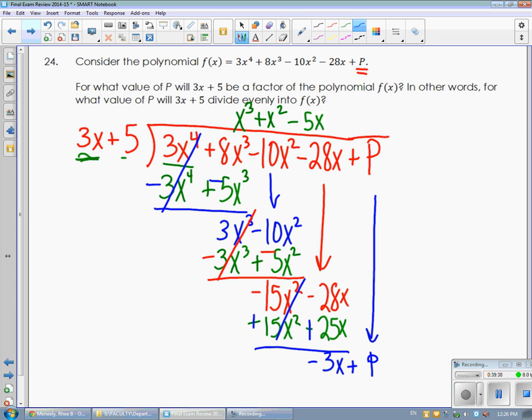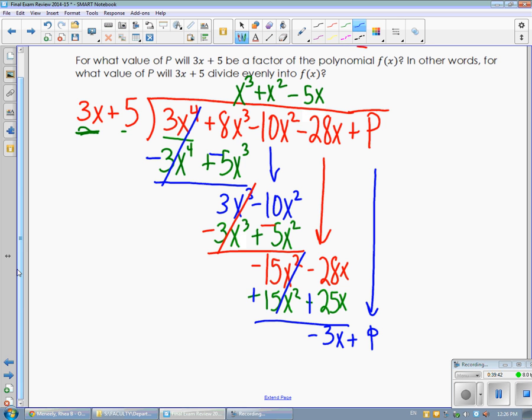And I'm still trying to figure out what p is. But remember, I don't want any remainder. So what do I need to multiply 3x by to get negative 3x? Well, I need a negative 1. Now I'm going to multiply through. Negative 1 times 3x gives me a negative 3x. Negative 1 times 5 gives me a negative 5. The next step is to subtract. When I subtract, both of these become positive. So basically, when I add, I've got p plus 5.